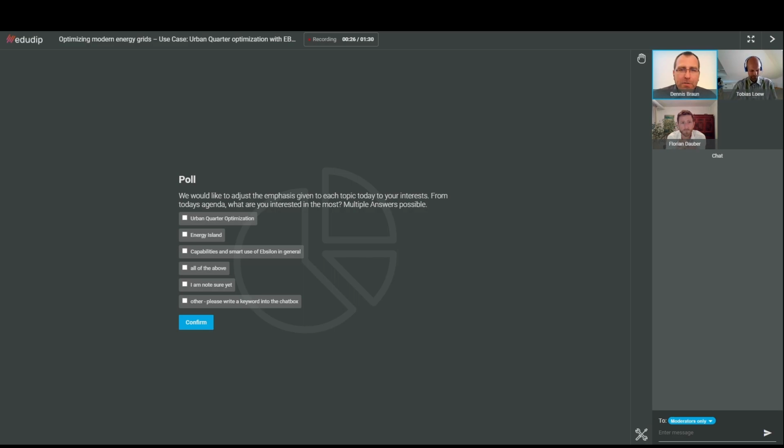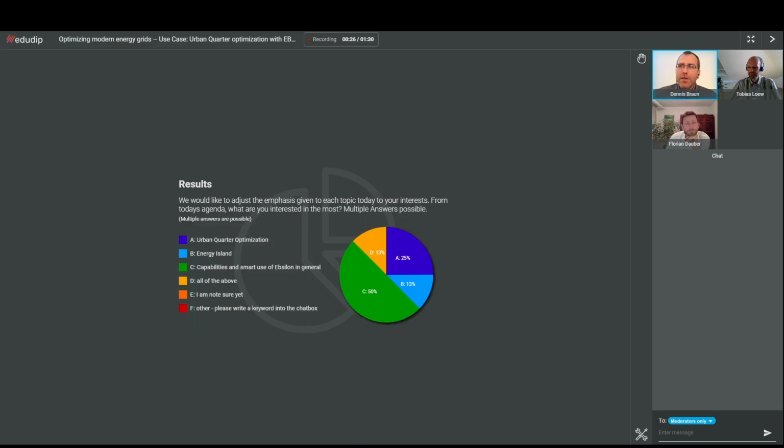So what else? Capabilities and smart use of EBSILON in general. Yeah, that's also something that we want to see. How do you approach such a task, and how do you solve it? And yeah, great. So what I will show it to you. Okay, great. So half of the audience would like to see how to use EBSILON like a pro, and the good news is that is the right bunch of experts here that we need. And so let's get going here.